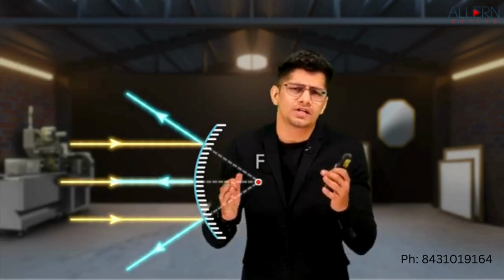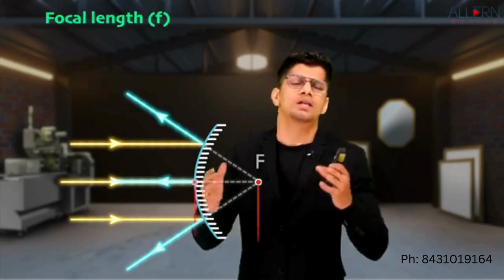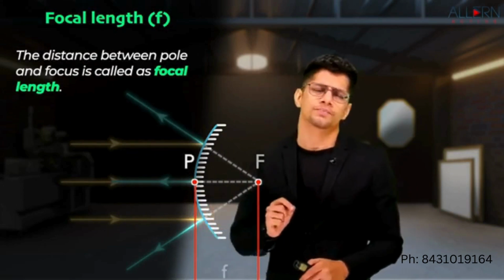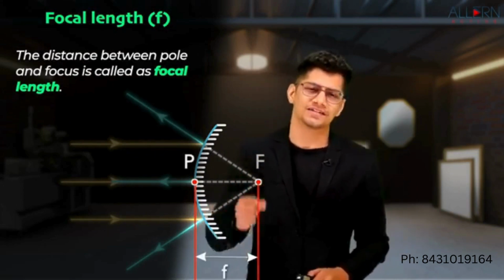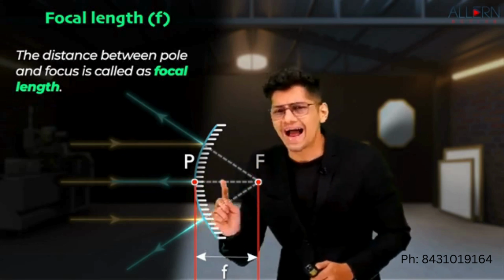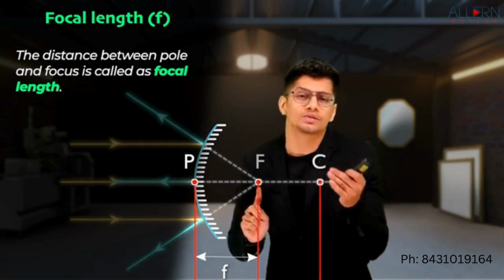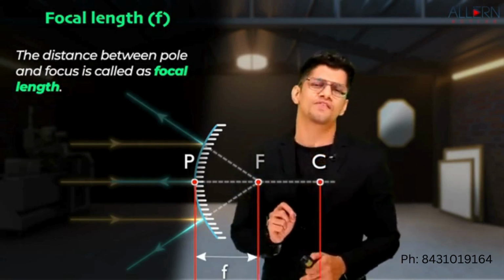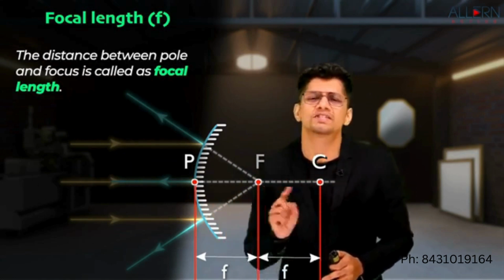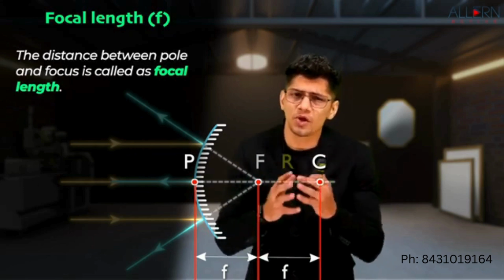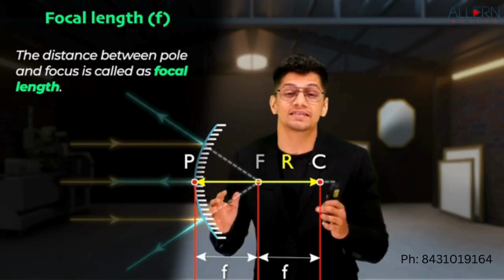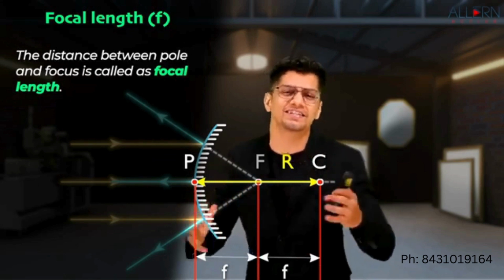Now, one last common term that we need to understand is the focal length. That is nothing but the distance between the pole and the focus, and focal length is denoted by small letter f. You also need to remember that the distance between the pole and the focus is always equal to the distance between the focus and the center of curvature. So, if this distance is small f, what would this distance be? Small f, right? But we also know that the distance between the center of curvature and the pole is nothing but the radius of curvature.